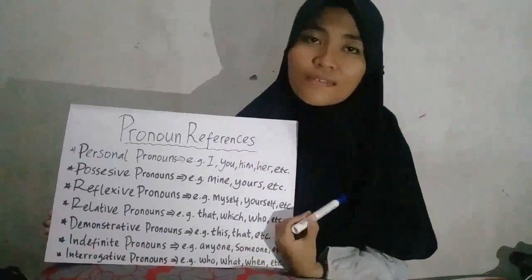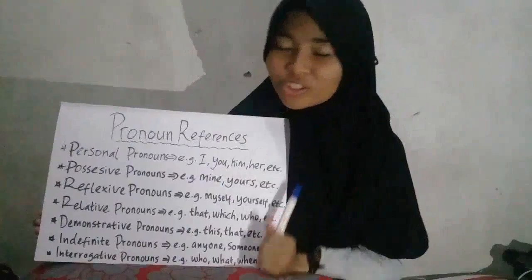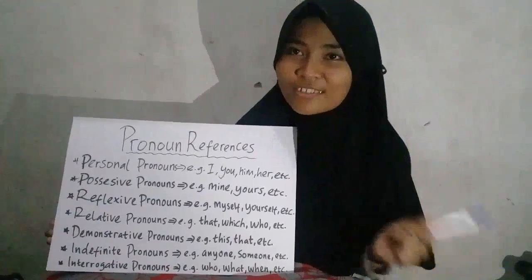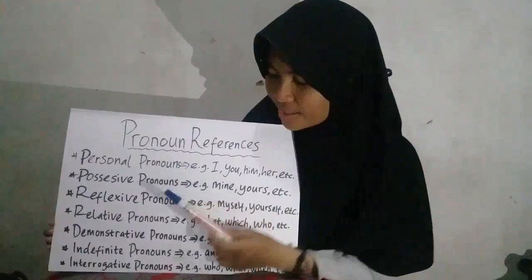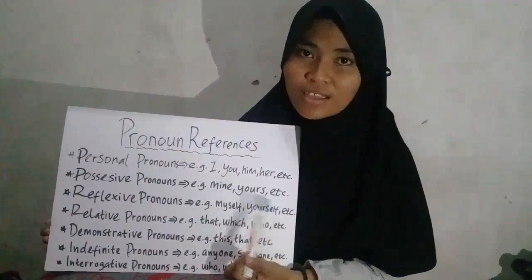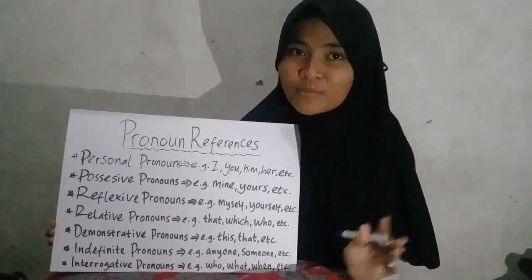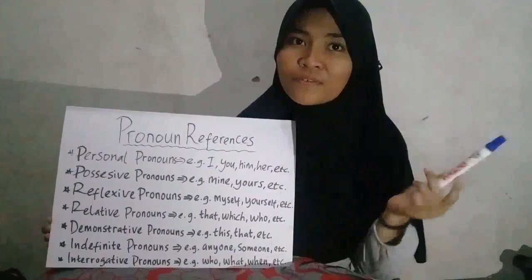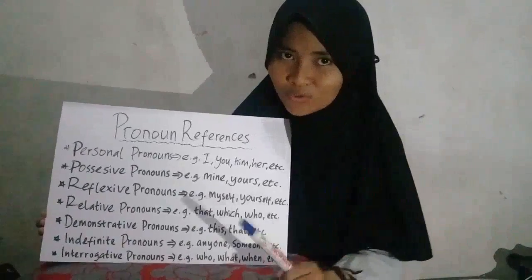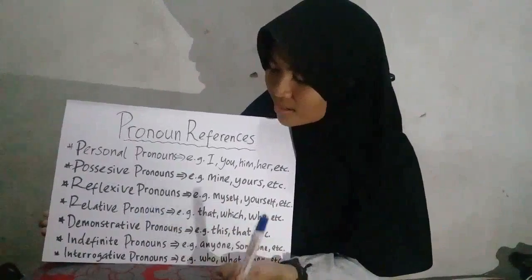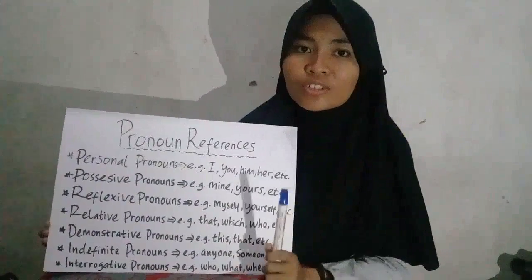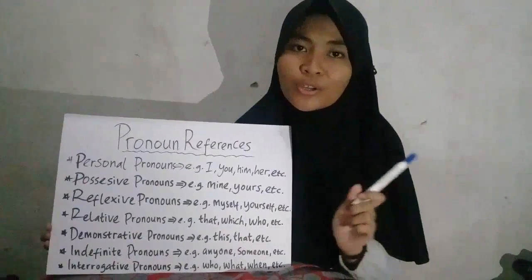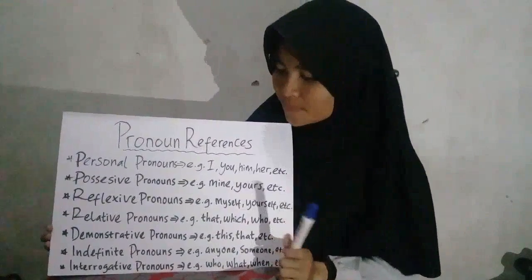Next one is possessive pronouns. Indicate ownership. For example, mine, yours, ours, etc. Okay, the next, reflexive pronouns indicate that the person performing an action is also receiving it. For example, myself, yourself, ourselves, etc. Next, relative pronouns introduce subordinate clauses. For example, that, which, who, whom, and whose.